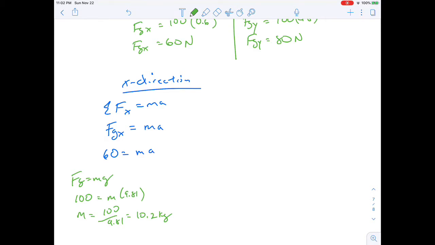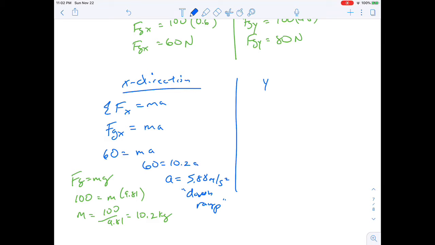And so 60 equals 10.2 times acceleration. Acceleration is going to equal 5.88. Now it'll be down the ramp, which we call positive. So it'll be positive. So that's fine.